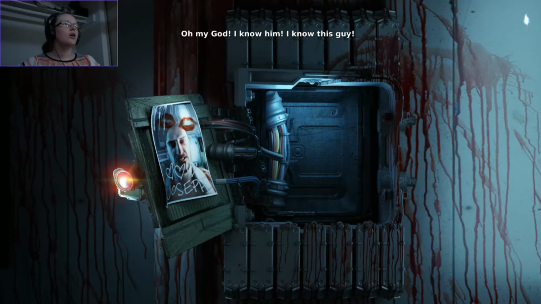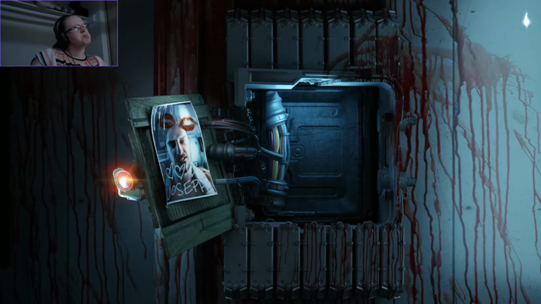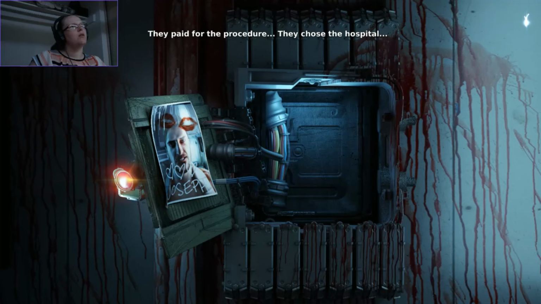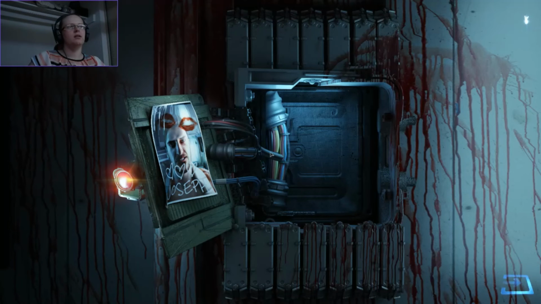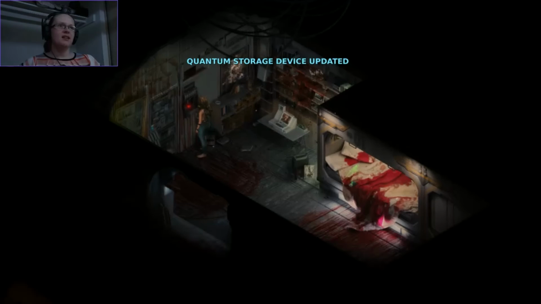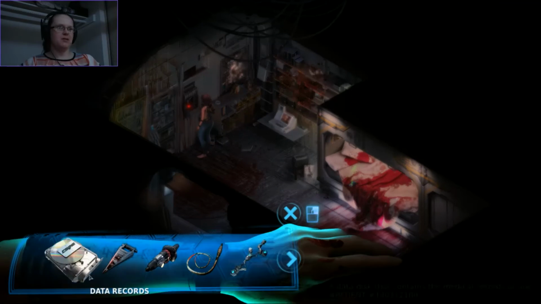Oh my god. I know him. I know this guy. What guy? There's a photo of... Oh shit. Old boyfriend? Drunken bar night and a morning full of regrets. They paid for the procedure. They chose the hospital. Who? Cayne Corporation. What the? Is this her baby daddy?